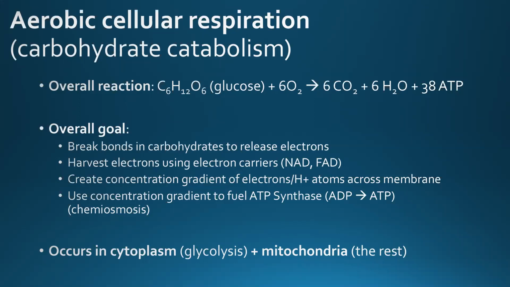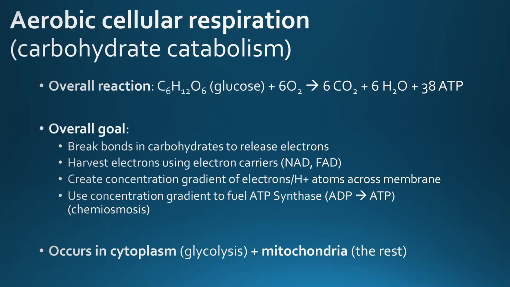And then finally, we're using that concentration gradient to fuel the ATP synthase, which is the enzyme, which is the transmembrane protein, AKA the integral protein, that will take the ADP and the phosphate, bring them together to produce the molecule ATP. This is chemiosmosis. This is chemiosmosis, okay?